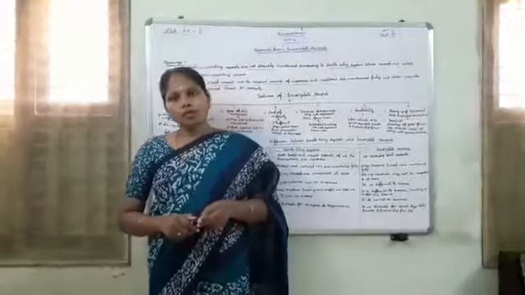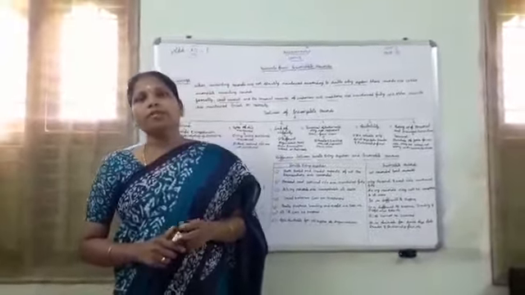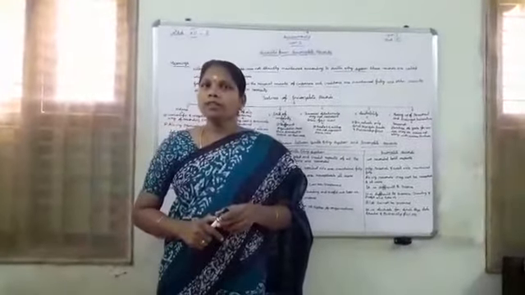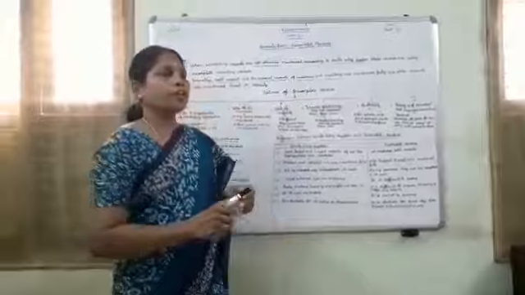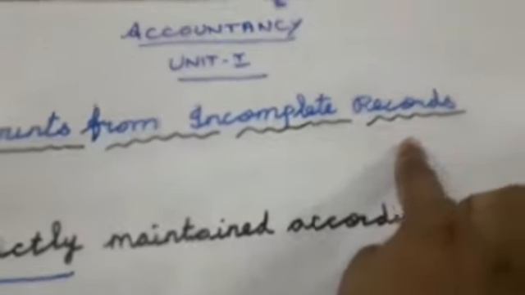Now I am going to take the accountancy subject. In the accountancy subject we have 10 units. Now we are going to see the first unit. The name of the unit is accounts from incomplete records.